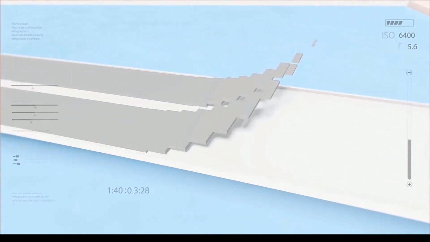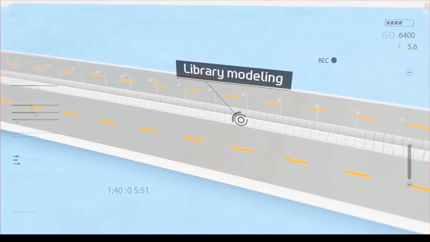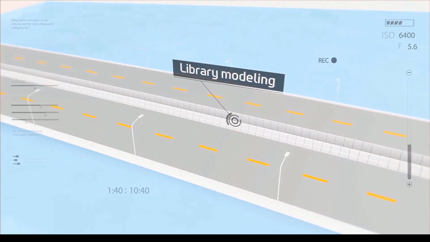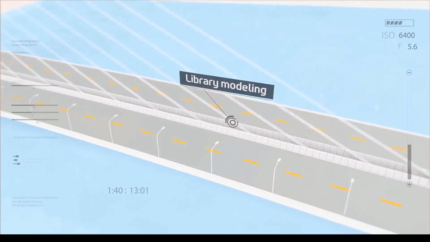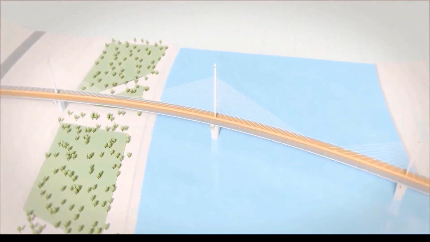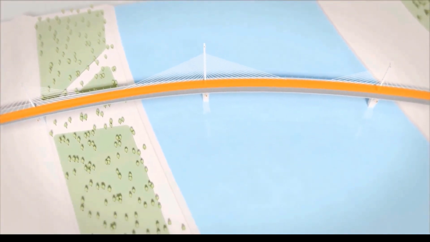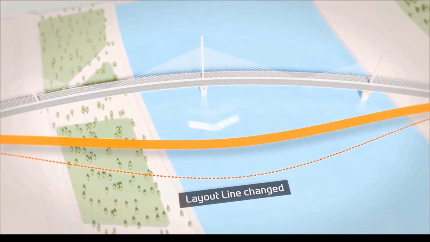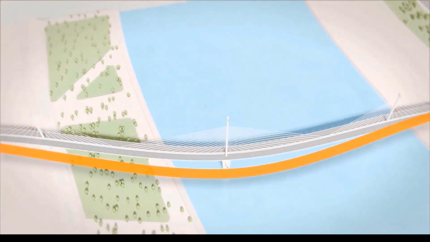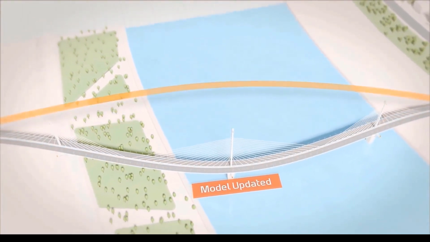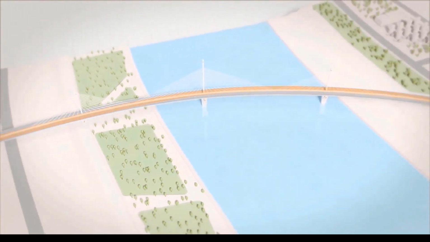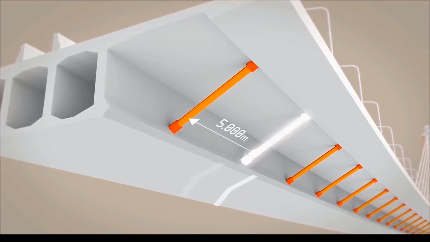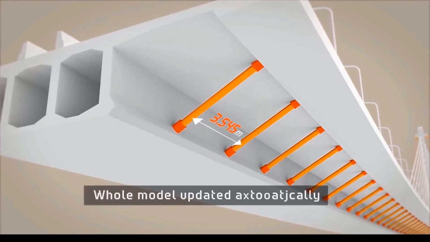So you can model all the members of the bridge using the different libraries. CIM is an alignment based software. So whenever you make any changes to the alignment, automatically the entire bridge shall be updated accordingly. You can parameterize the entire bridge. So based on the parameters that you enter, the bridge would be updated.